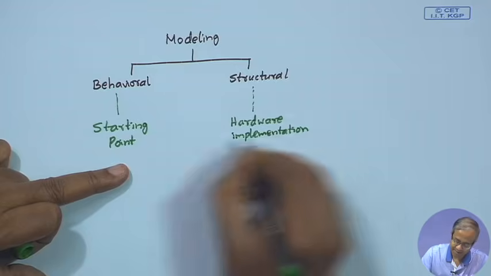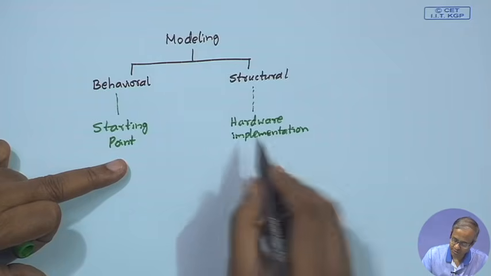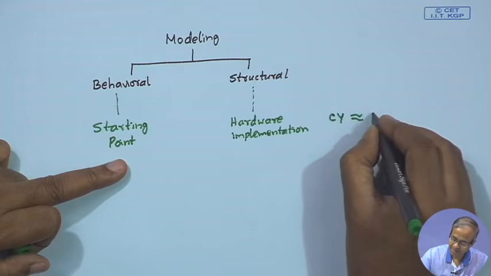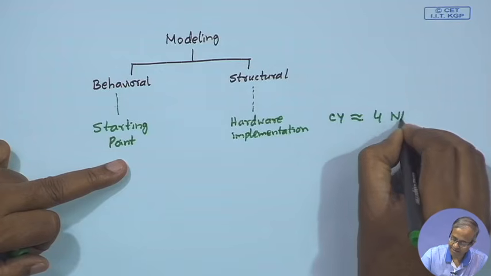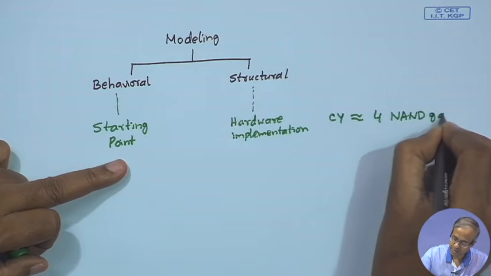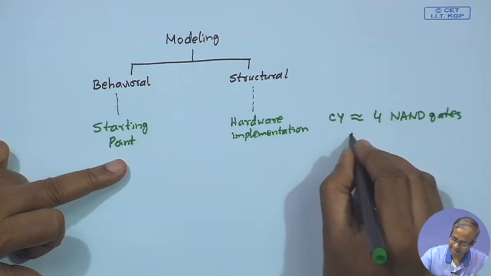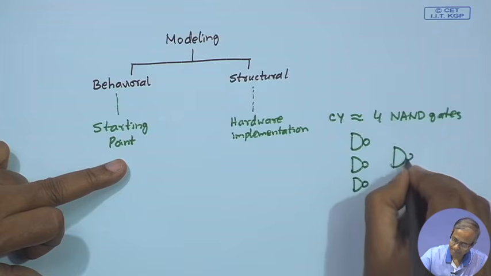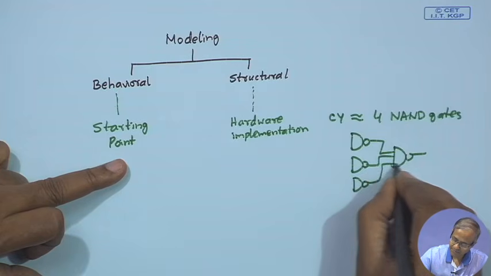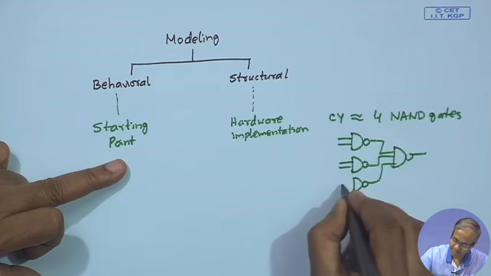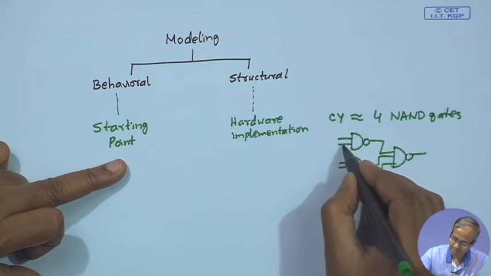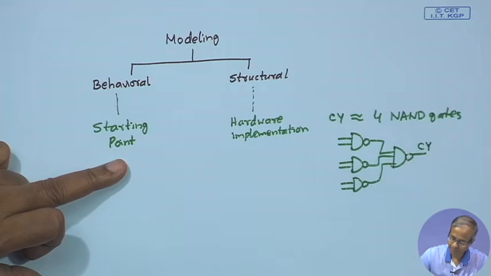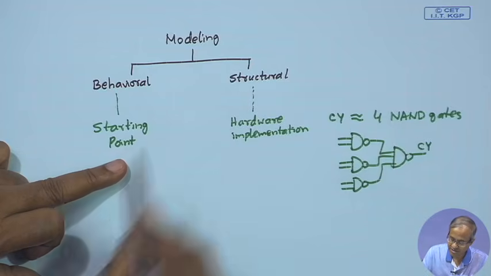Like here I can say that to implement the carry output of the full adder, I will need 4 NAND gates, let us say. And I will also tell how the NAND gates are interconnected. I will say that you interconnect the NAND gates like this. There will be 3 2-input NAND gates and 1 3-input NAND gate. This will be AB, BC and CA, and this will be your final carry output. So, this is your structural representation.